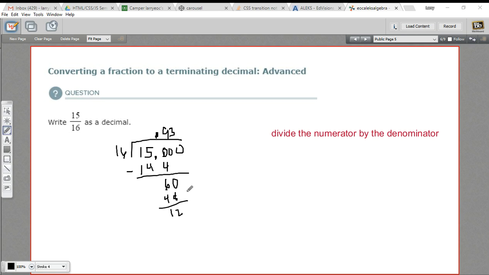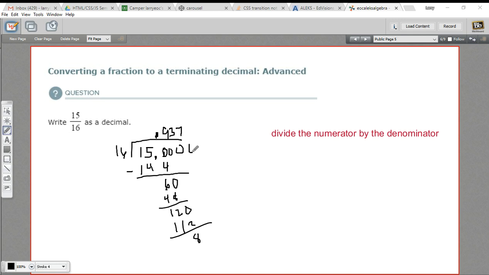And bring down another 0 here. So how many 16s in 120? I'm thinking 7. Let's try that. 7 times 6 is 42 plus 70, so that's 112. So that's going to be 8 here.